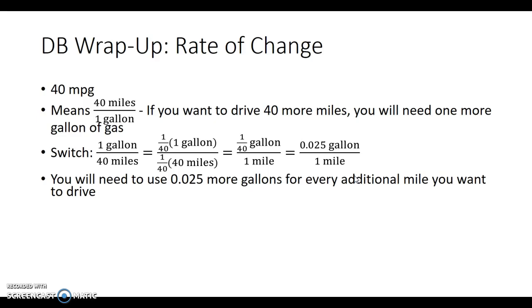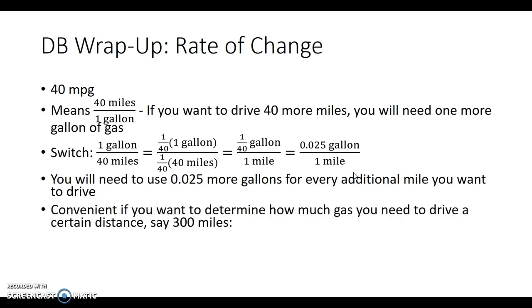This is convenient if, let's say, you want to determine how much gas you'll need, as I mentioned earlier. So if you want to drive 300 miles, and you know it's 0.025 gallons for every 1 mile, so for 300 miles, it'll be 300 times that. Or if I want to do a dimensional analysis here, my miles cancel out, and I'm left in gallons, so I would need 7.5 gallons of gas to make that trip, assuming, again, that on average I get 40 miles to each gallon.